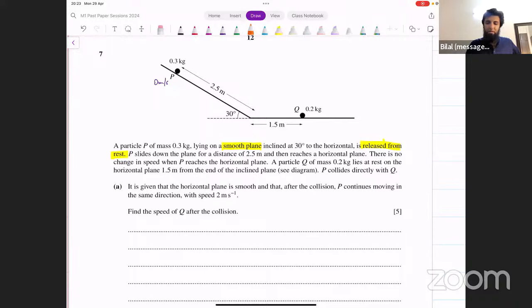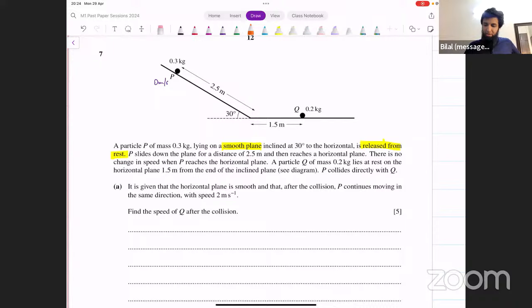Basically, when it shifts from the inclined surface to the horizontal surface, there's no instantaneous change in speed. Whatever was the speed at the bottom of the inclined plane is the same as the speed at the start of the horizontal plane. So speed does not instantaneously change. That's what they're saying.